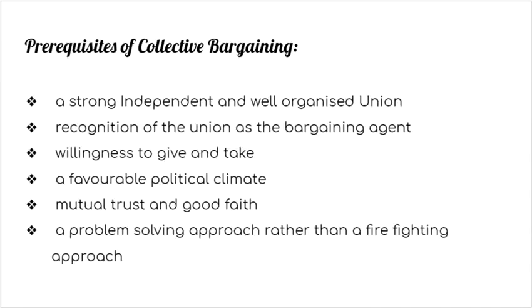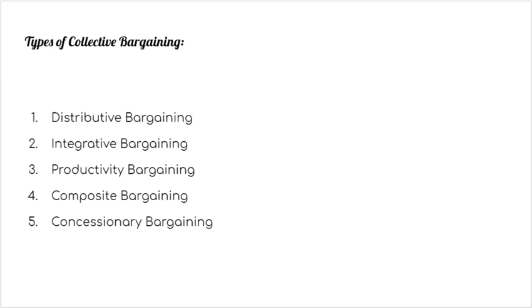Then the prerequisites of collective bargaining. In order to have a successful collective bargaining, we should have a strong, independent, and well organized union. If the union is very strong, then they can definitely go in for collective bargaining. Recognition of the union as a bargaining agent: the employer has to recognize them as a bargaining agent. Willingness to give and take. A favorable political climate is needed for this. Mutual trust and good faith in each other. A problem solving approach rather than a firefighting approach should be adopted.